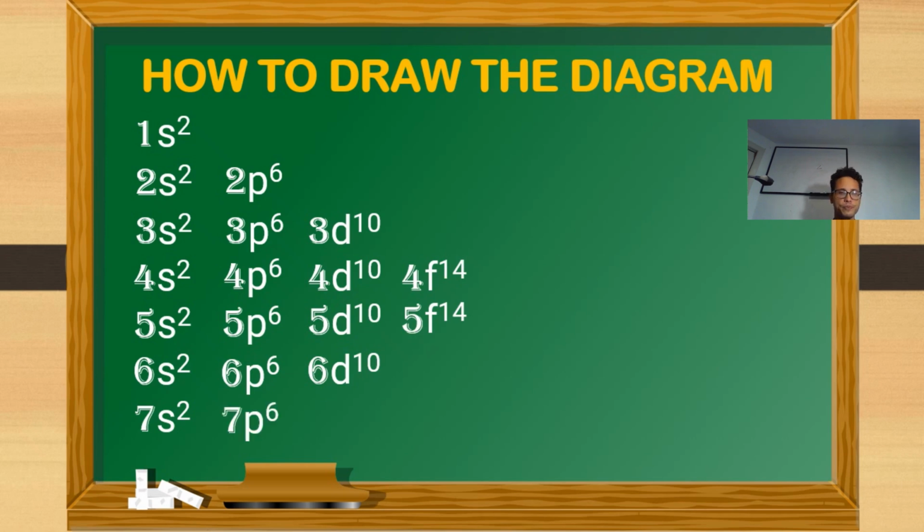For the 7, 7p6. Okay? At this point, you have inserted all possible and relevant groups of orbitals on each shell. So the last step in drawing your diagram is to draw the arrows. The arrows will always be drawn from top to bottom. Why?